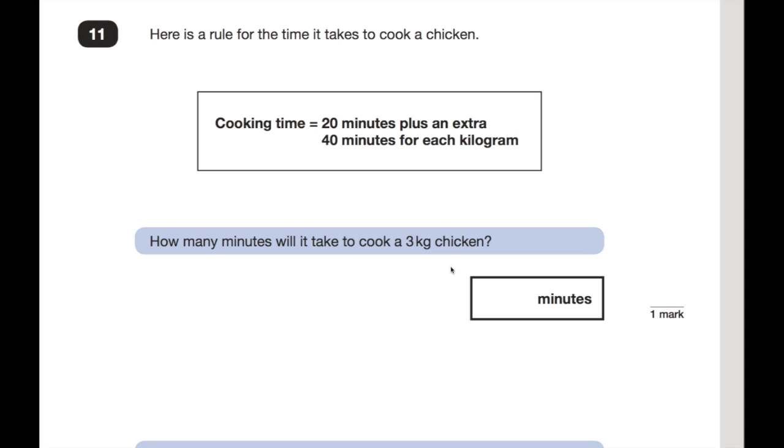Number 11 says that there's a rule for the time it takes to cook a chicken. That rule is it takes 20 minutes plus an extra 40 minutes for every kilogram. So it says in the question, how many minutes will it take to cook a 3-kilogram chicken? Well, in order to do this, we're going to kind of have to go backwards a little bit. We know that for every kilogram we need 40 minutes, and because we have 3 kilograms, it's going to be 3 lots of 40, which is 120 minutes. Not forgetting to add the initial 20 minutes, so 120 add 20 is 140.